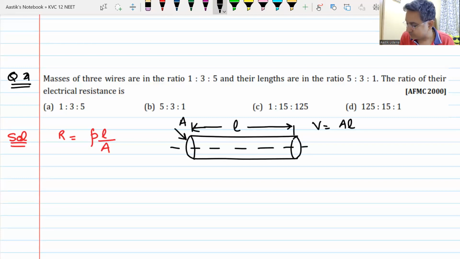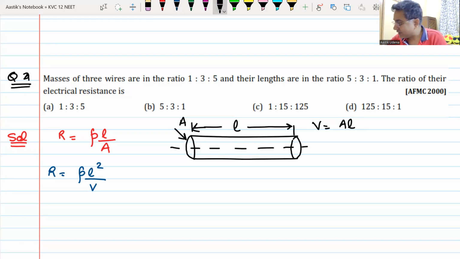Yes or no? The volume of this wire becomes A into L. So I can now replace this A by volume. So I can write it as rho L square by V. I have written A as V by L. Yes or no?